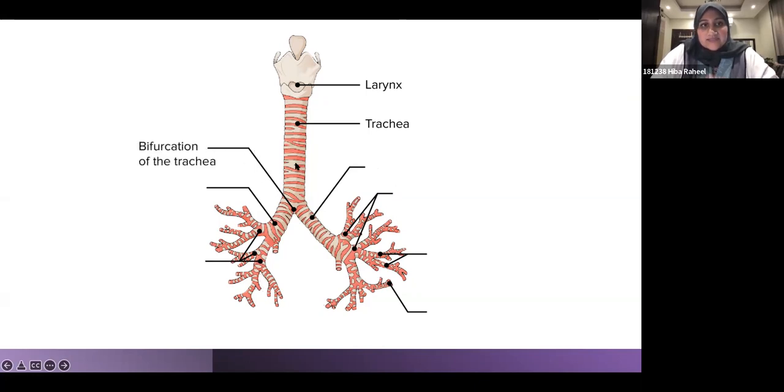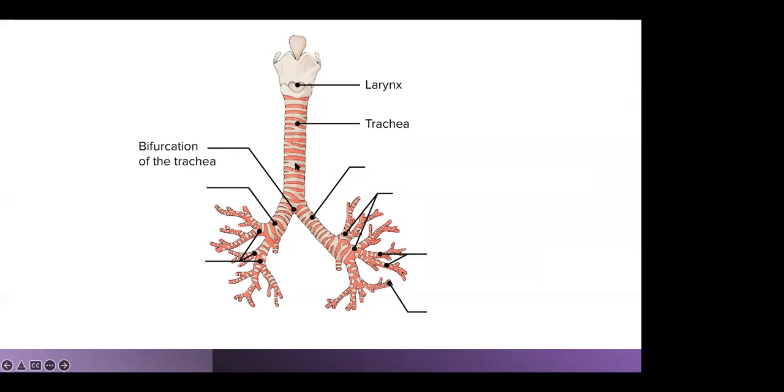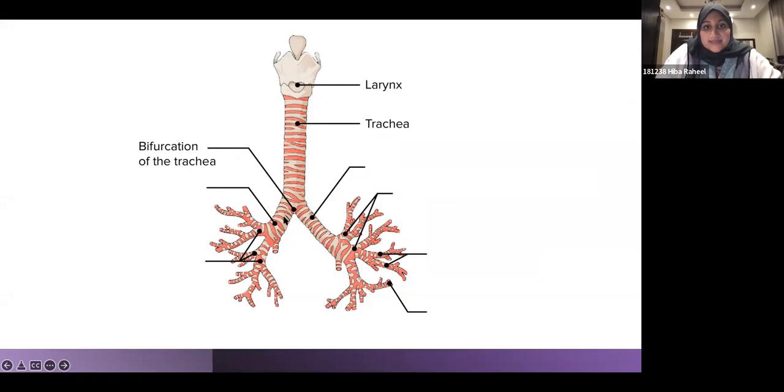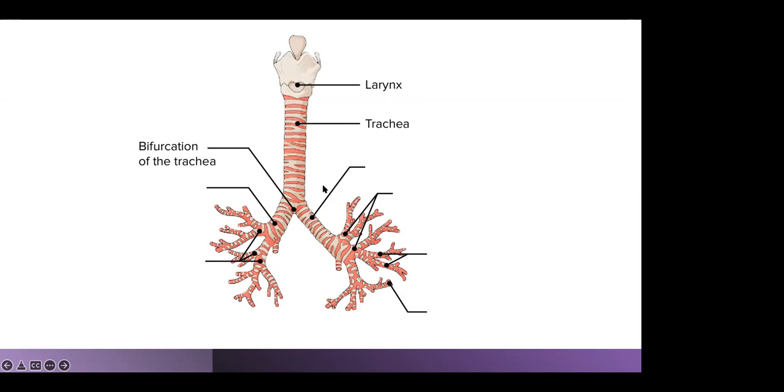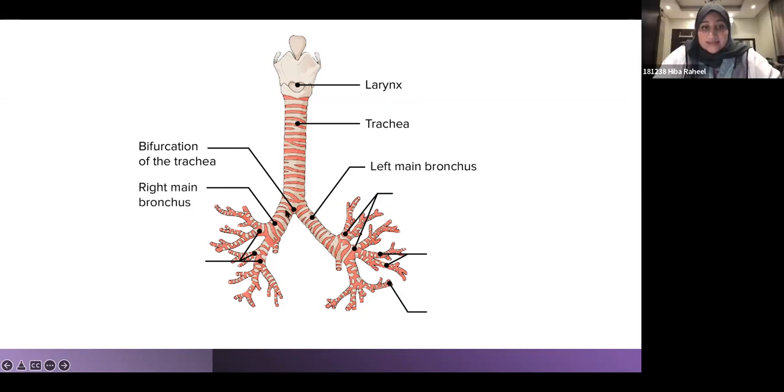Okay, so I'll help you. It's basically the bifurcation. So you're correct. The carina is basically the angle that you see at the bottom. But this point here is where the bifurcation happens. So this is the bifurcation of the trachea, and that's the angle called the carina. What are these two? The main bronchus. Yes, right and left main bronchus. Very good. So this is the left side. This is the right side.